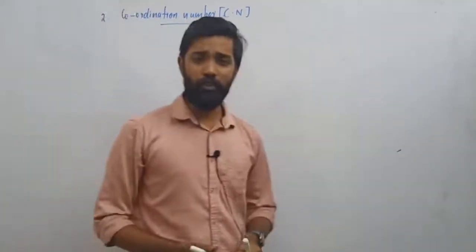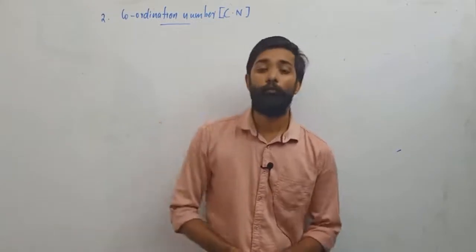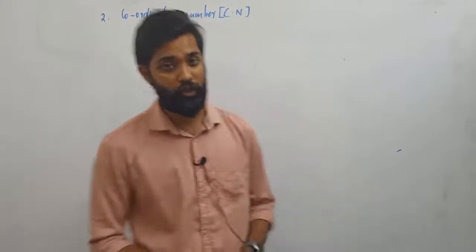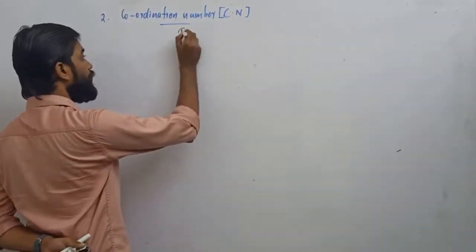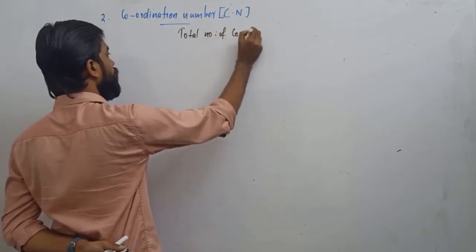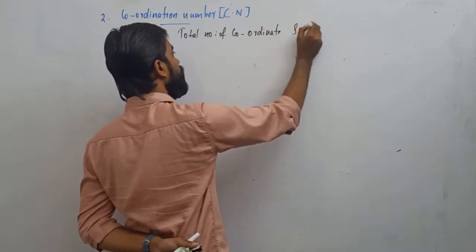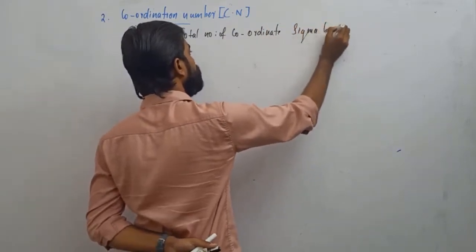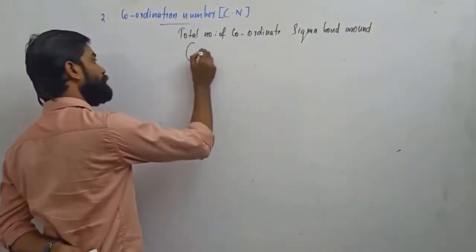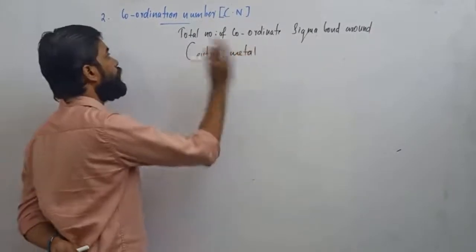Coordination number is the number of coordinate bonds around the central atom. The total number of coordinate sigma bonds around the central metal is said to be the coordination number.